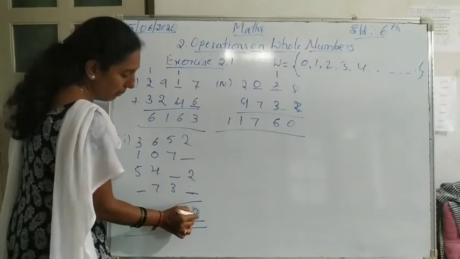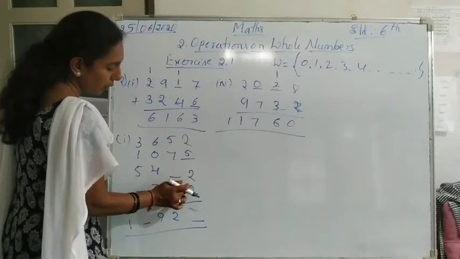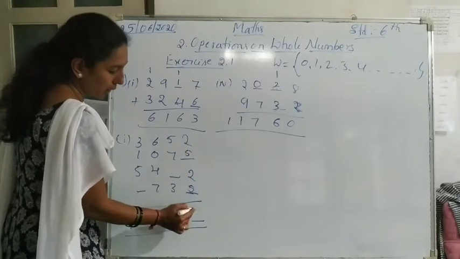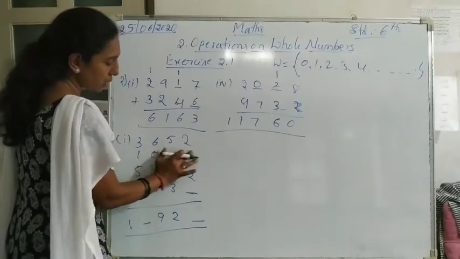2 means 2 will come here, so that is also not. 5, if I take here, 5 plus 5 is 10, 10 plus 4 is 14. No, 5 should come. So 5 is also not the answer.